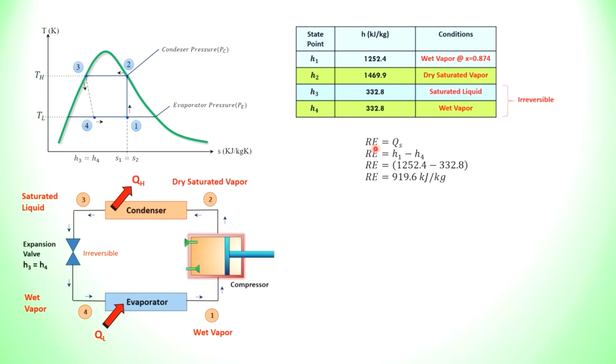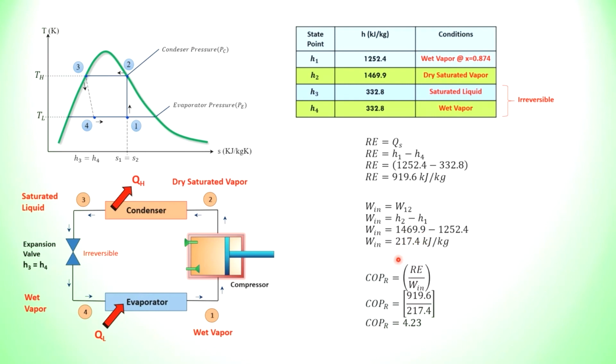So remember, RE is the refrigerating effect that is in the evaporator. RE is always measured based on the evaporator. You can straight away take H1 minus H4. So you got your RE 919.6 kilojoules per kg. Then your work in is based on the compressor. You take H1 minus H2 or H2 minus H1. Take the greater value minus the smaller. So you compare. This is greater, this is smaller. So you take this minus this, H2 minus H1. So you got 217.4 kilojoules per kg. That is for your work in.